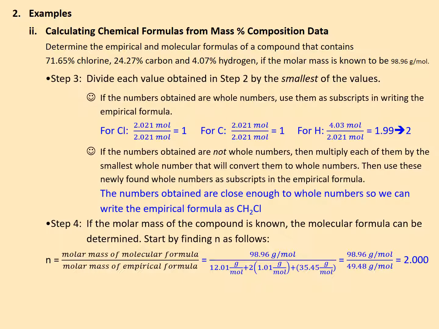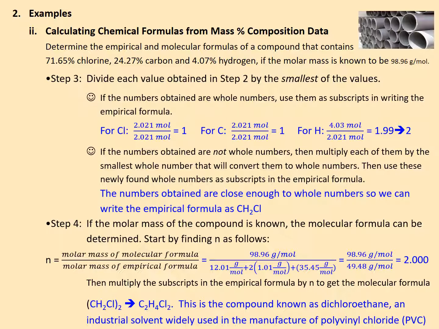So for 1 mole of carbon atoms, we're going to add the 12.01 grams, and we have 2 moles of hydrogen atoms at 1.01 grams and 1 mole of chlorine atoms at 35.45 grams. We add it all together for an empirical formula mass of 49.48 grams. When we divide these two, we get the whole number, as we must, of 2. That tells us then that if we multiply the subscripts of our empirical formula by this whole number 2, we will transform our empirical formula into a molecular formula. So the CH2Cl multiplied by the subscript 2 gives us the real molecular formula of C2H4Cl2. This is the compound known as dichloroethane, a widely used industrial solvent that is used in the manufacture of polyvinyl chloride, more commonly known to us as PVC.